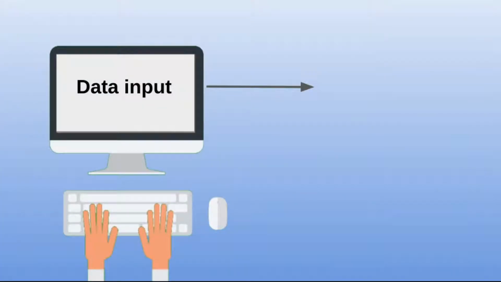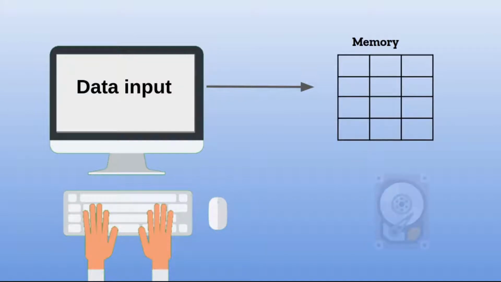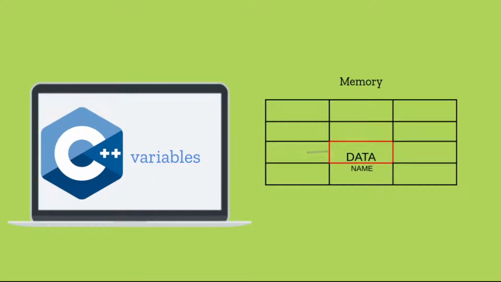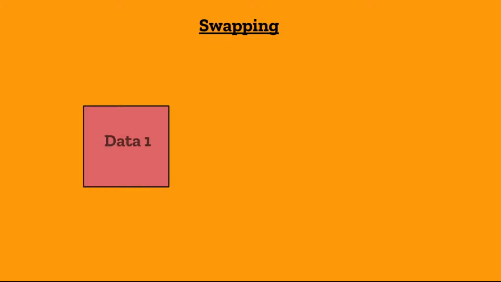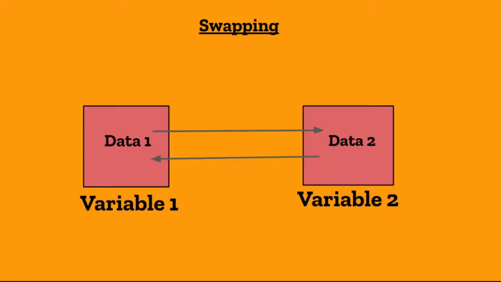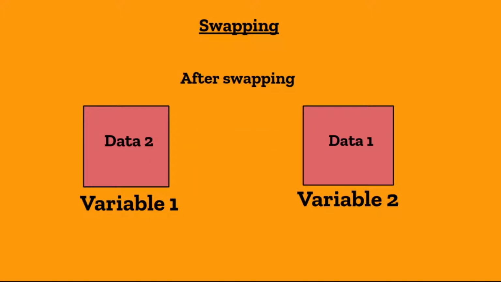We already know the data given by us is stored into the computer inside a memory. Each data we give will be separately stored into variables. If we assume a variable as a container and we store data into these containers, for now, think there are two containers in which we are storing data 1 and data 2. Swapping is just interchanging the data 1 and data 2 between the two containers.